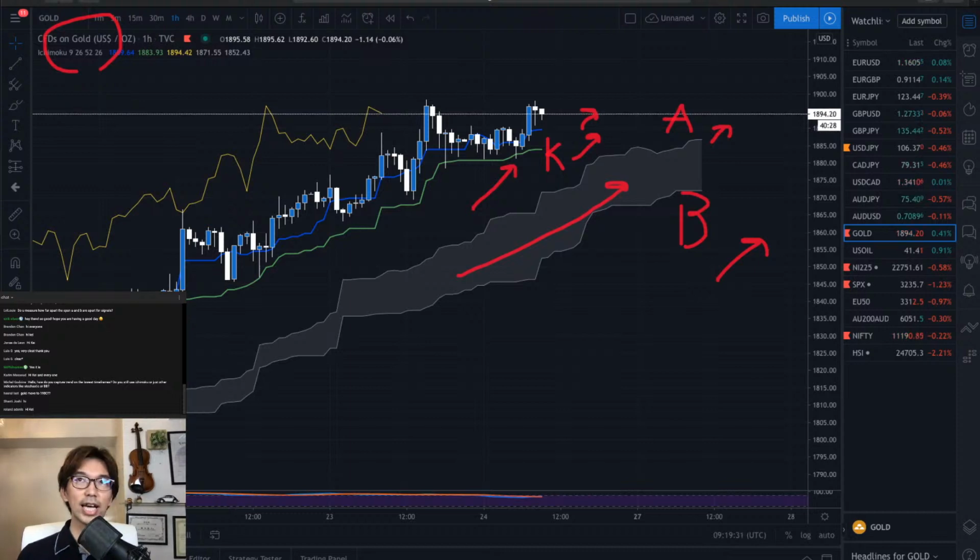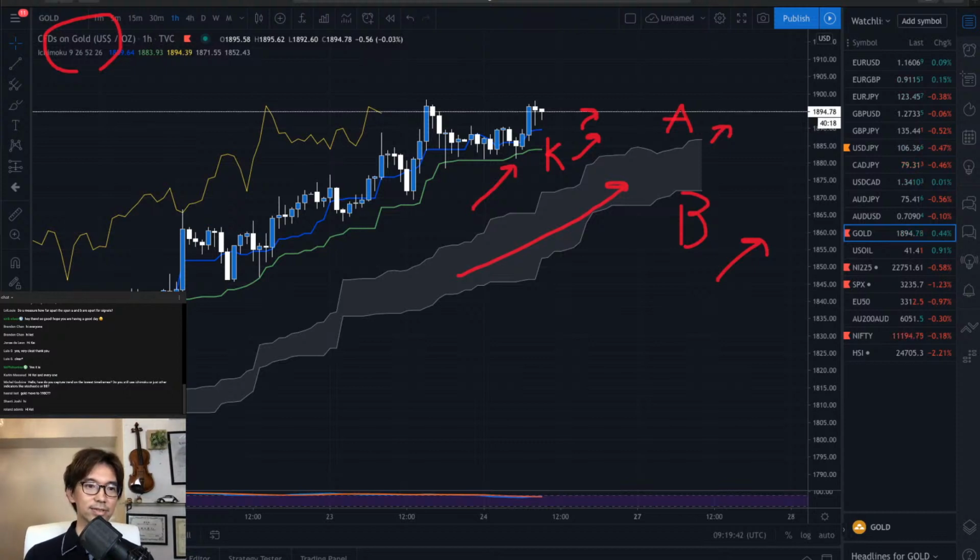Gold moved to 1900. Yeah, could be. It's reaching towards the next high here. So yeah, it could be the case. This is bullish. So just wait and see if there is a recent high breakout on this one.